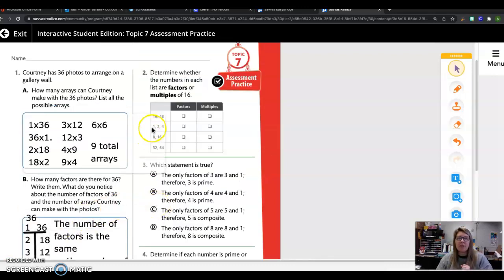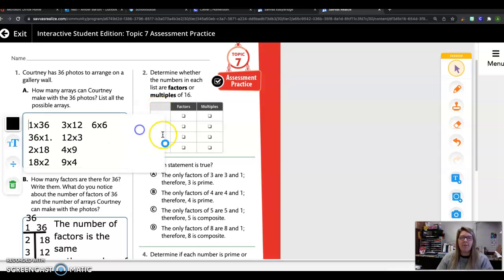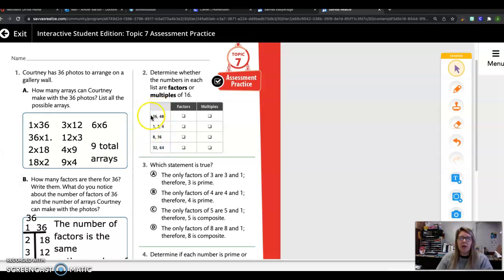Okay, so now let's look at number 2. It says determine whether the numbers in each list are factors or multiples of 16. So we have to remember that factors are 2 numbers that are multiplied together to equal a product. Okay, so when we're looking at these, we need to ask ourselves, can we multiply these numbers times something to equal 16? Okay, so let's start here in our first little box.